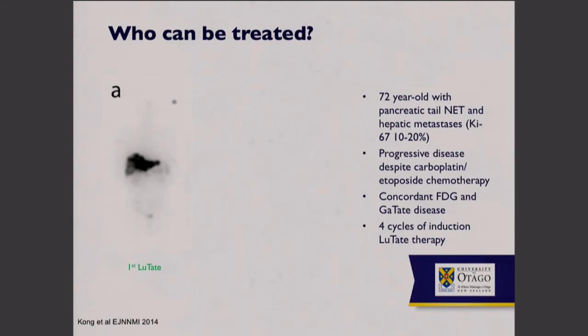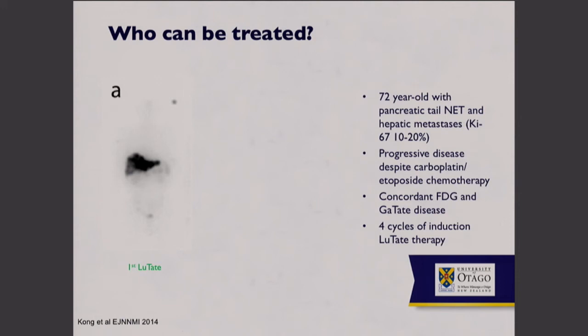So what about this person? This is a 72-year-old who had a pancreatic tail NET with hepatic metastases, and they had a Ki67 of 10 to 20%. The pathologist didn't count, they estimated. They had some chemotherapy and progressed. I don't have the FDG PET, but they had concordant disease on it.